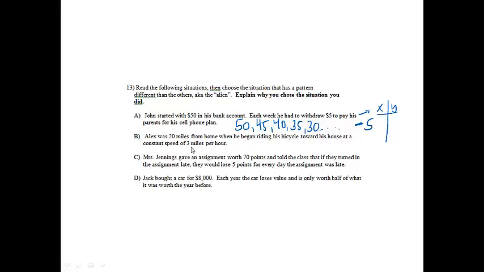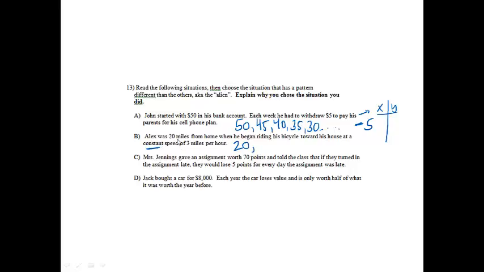Okay, B is what really messed people up. It says Alex was 20 miles from home when he began riding his bicycle toward his house at a constant speed of 3 miles per hour. So he started 20 miles from home, okay? And then he's going towards his house.